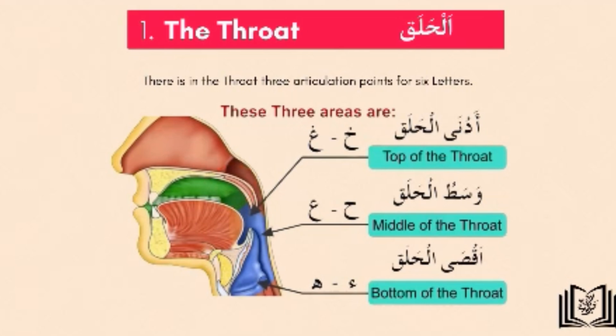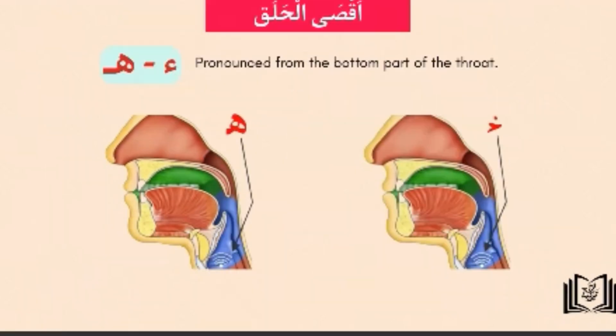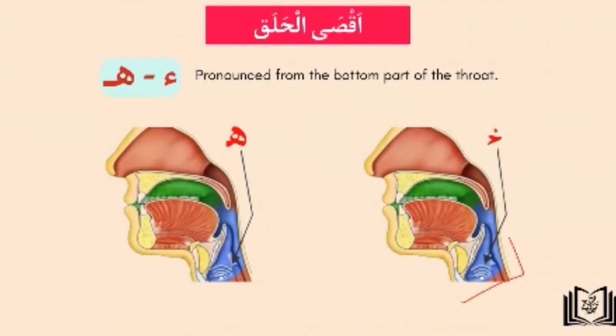Now next, let us see in detail. We have Aqsal Halaq. Aqsal Halaq is pronounced from which part? Bottom of the throat, the deepest part. Where does it come from? From the chest. Hamza. When you're saying it, you can feel the vibration. Hamza. This one is Ha. Ha. Ha. Next, we move towards the examples for Aqsal Halaq.